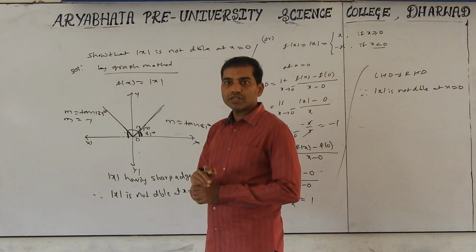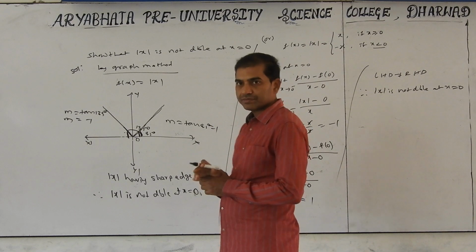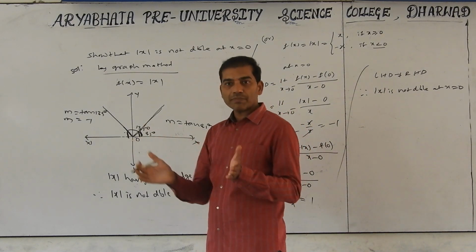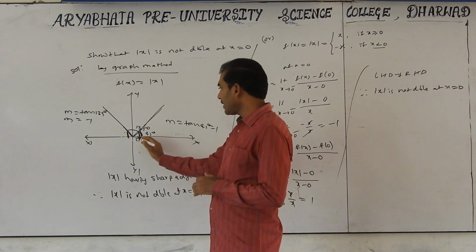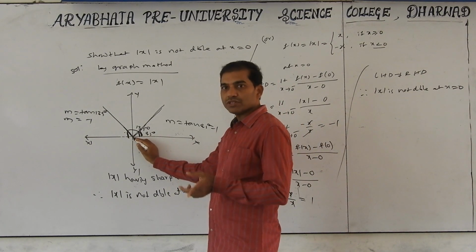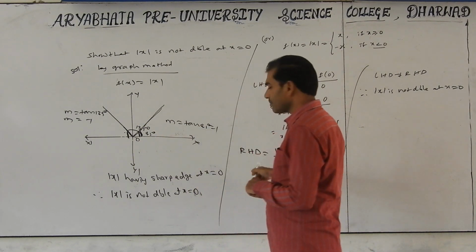This question we can do in two ways, by the graph method and by using the formula. By the graph method, if there is a sharp edge, then f is not differentiable at that point. Here, at what point is there a sharp edge? At 0. Therefore mod x is not differentiable at 0. By differential analysis as well.